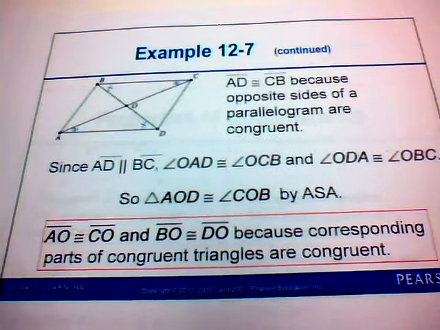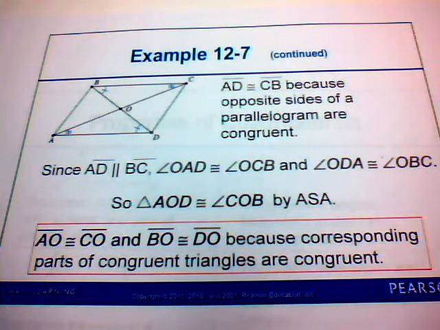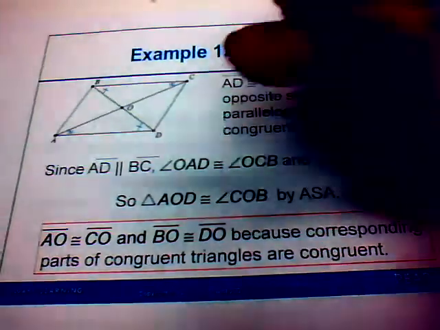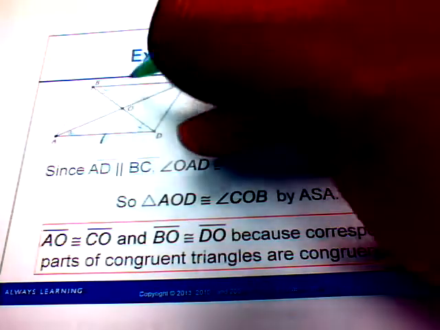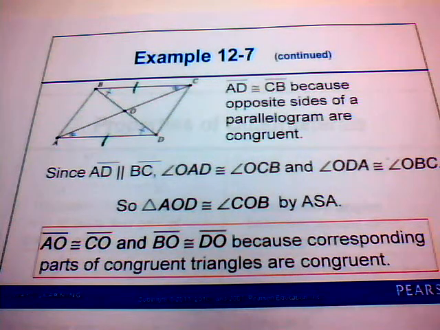Okay, let's start off with this. Line segment AD is congruent to line segment BC because of the fact that opposite sides in a parallelogram are congruent, because you were given that. So here, AD is congruent to BC. We also know that AD is parallel to BC. Line segment AD is parallel to line segment BC because it is a parallelogram, because you have two pairs of parallel sides.